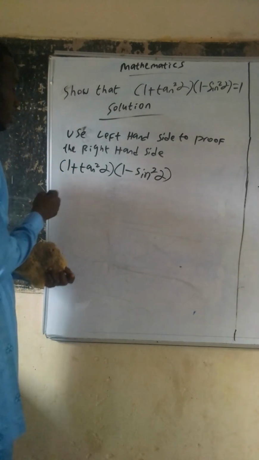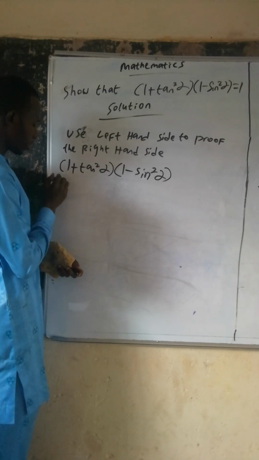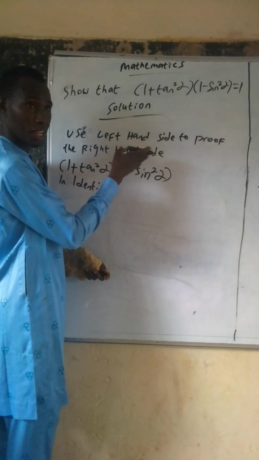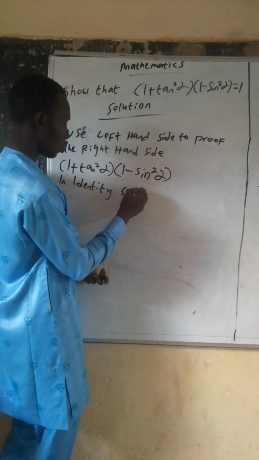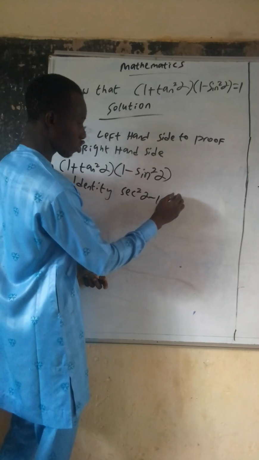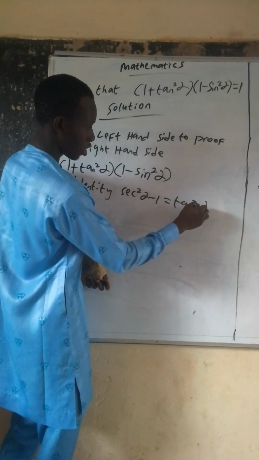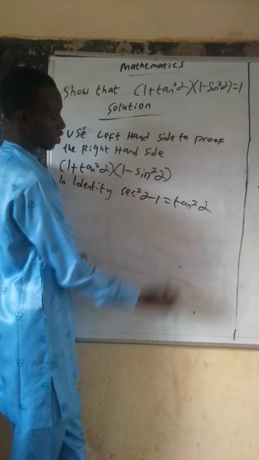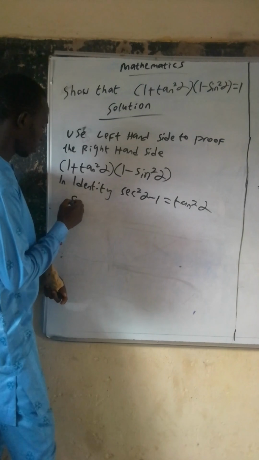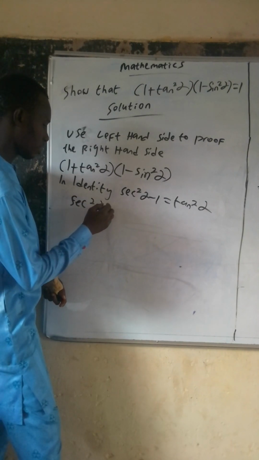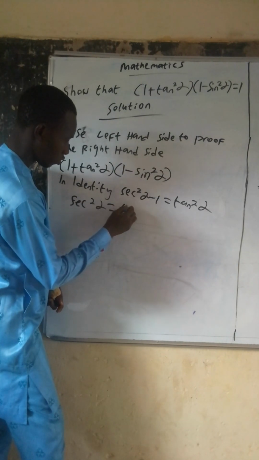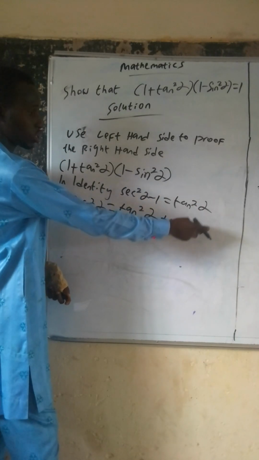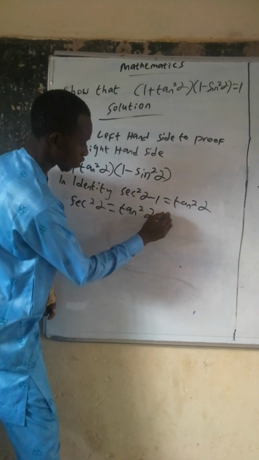So what you need to understand is that in identity, because we are solving a question of identity now, sec square alpha minus 1 is equal to tan square alpha. So that implies that sec square alpha is equal to tan square alpha plus 1, because when minus 1 crosses the equal sign, it becomes positive, right?